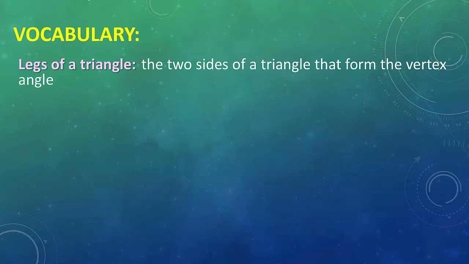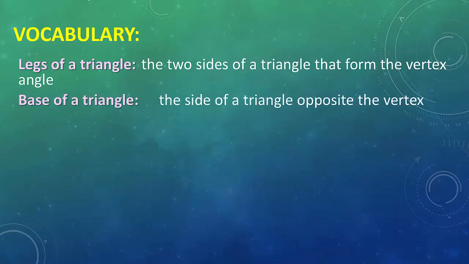Legs of a triangle, those are two sides of a triangle that form the vertex angle of the triangle, which we'll get into in a minute. The base of a triangle is the side of the triangle that's opposite the vertex. So if I have an image here, I'm going to go ahead and label these to make this easier. So the legs of a triangle would be, and you probably can't see that because it's really small, so let's widen up the triangle a little. So that would be a leg, that would be a leg, this would be the base.